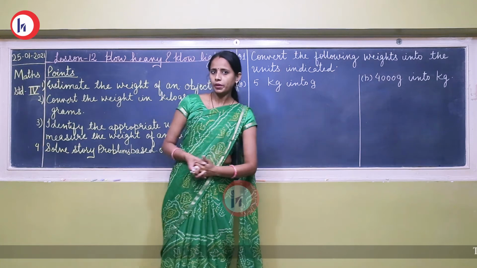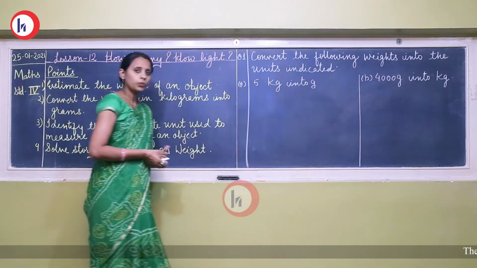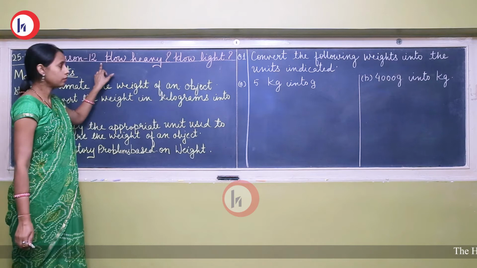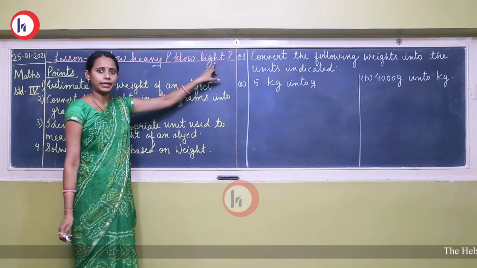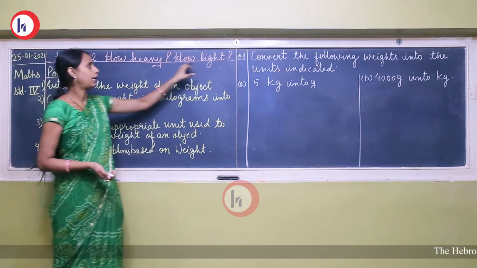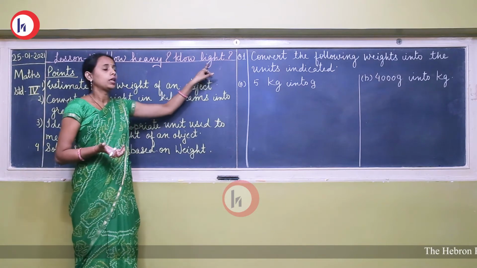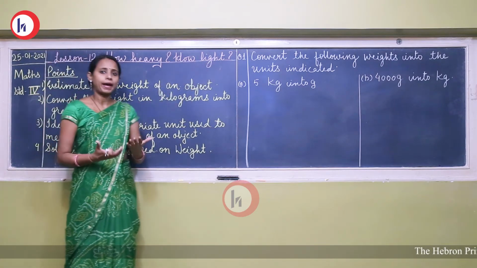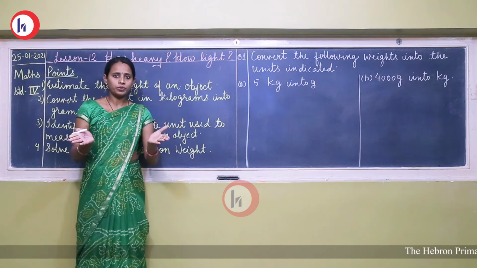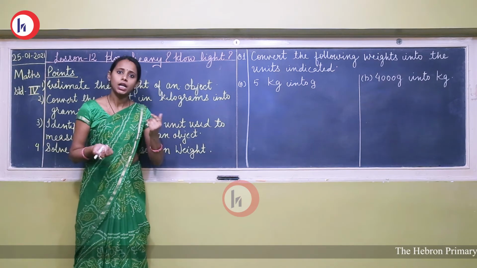Hello students, today we will start our new lesson, lesson number 12, how heavy, how light. Heavy means bhari and light means halka. So in this chapter we will compare two objects, which one is heavier and which one is light.